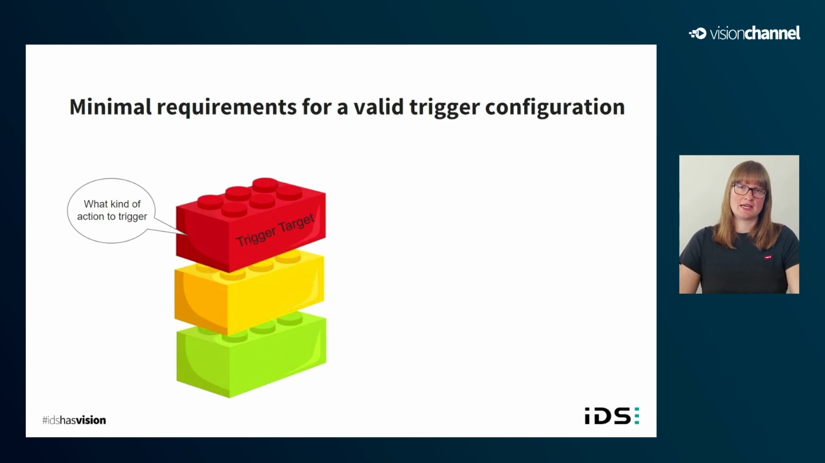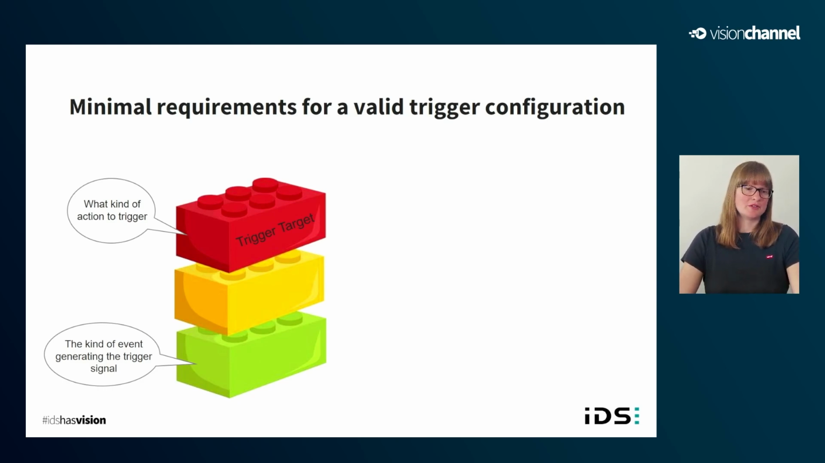The available targets can be selected via the trigger selector. The trigger selector is a parameter that contains the list of available trigger targets of your specific camera. We will look at the different trigger targets later. After defining the target, you need to specify what the source of the trigger signal should be. So what kind of event or signal should the camera listen to trigger the required action?